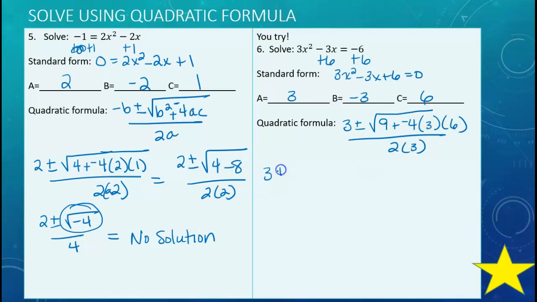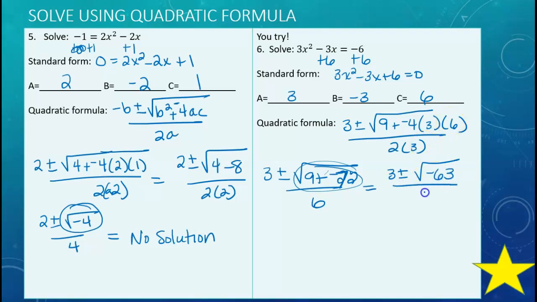We simplify what's inside the radical first, so that becomes 9 plus negative 4 times 3 is negative 12, negative 12 times 6 is negative 72, all over 6. So that becomes 3 plus or minus the square root, and then, sorry, I was messy on that. That says 9 plus negative 72. Put that into my calculator, and I get negative 63.